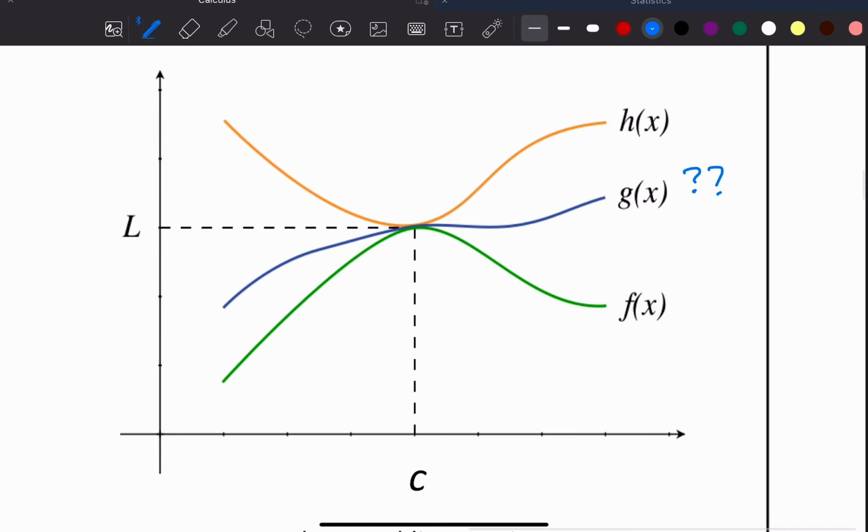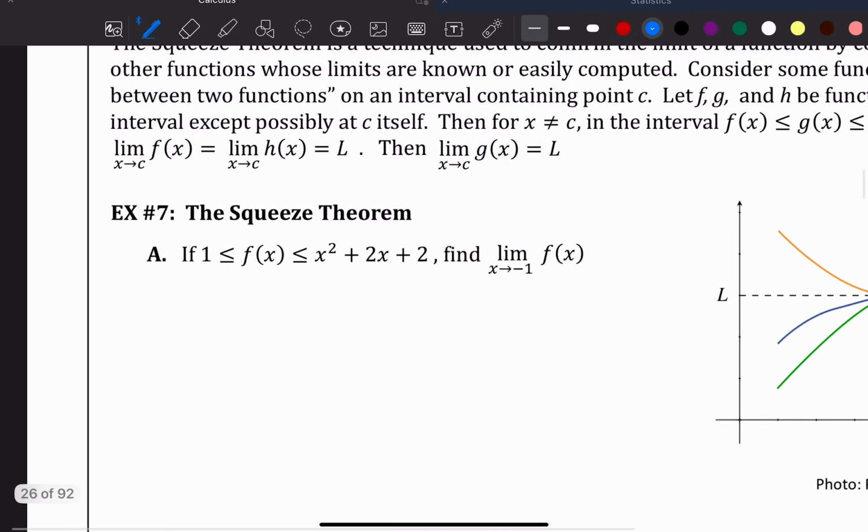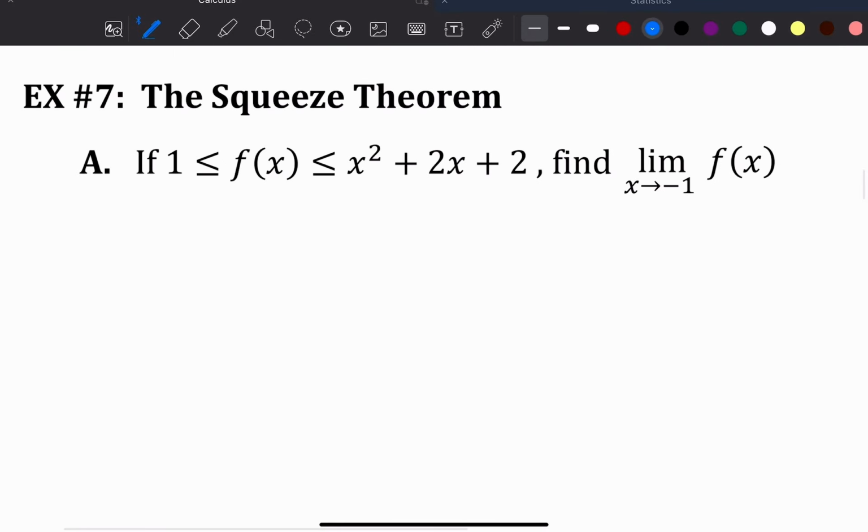Okay, so if we try to squeeze h of x and f of x together so it gets very, very close to g of x, we will notice that as the limit approaches a value c, the limits will all exist at the same value L. Okay. So looking at an example, it says if 1 is less than or equal to f of x is less than or equal to x squared plus 2x plus 2, find the limit as x approaches negative 1 of f of x. So what we're doing is we're finding the limit of each of them.